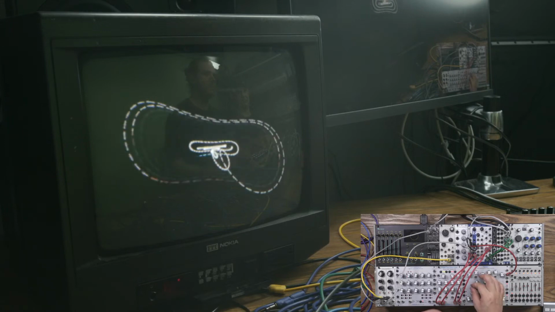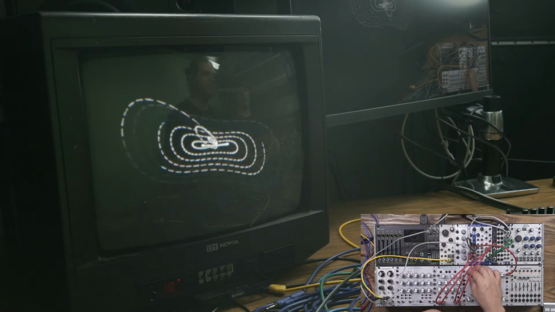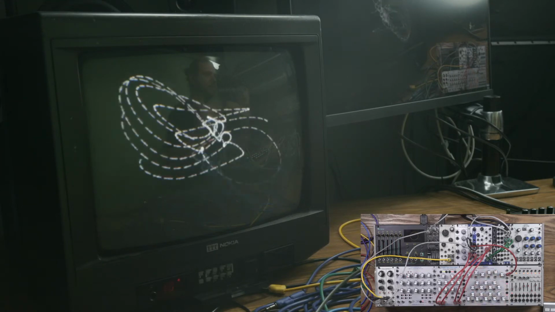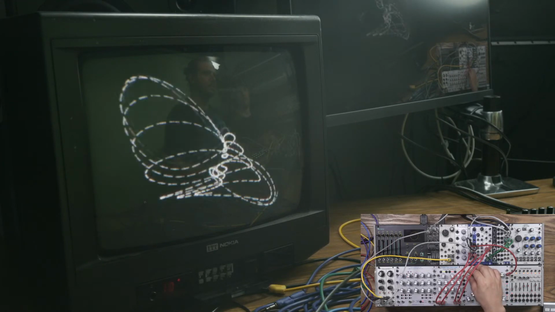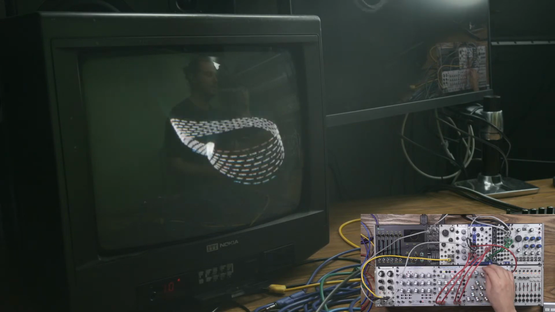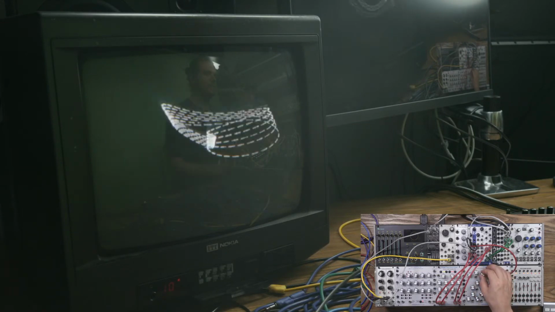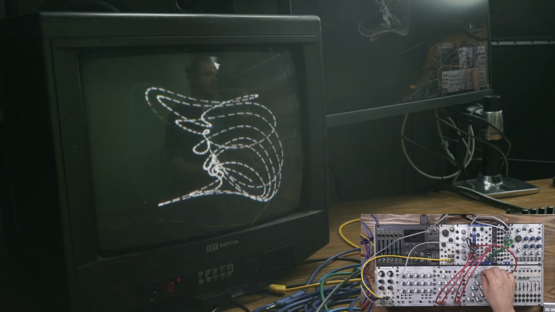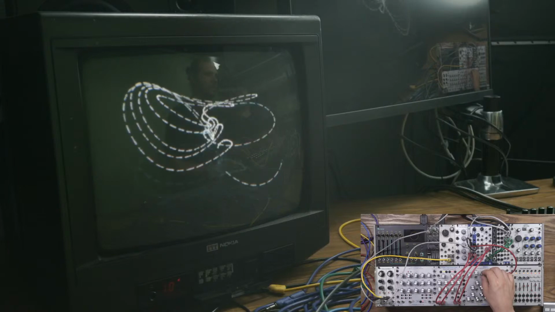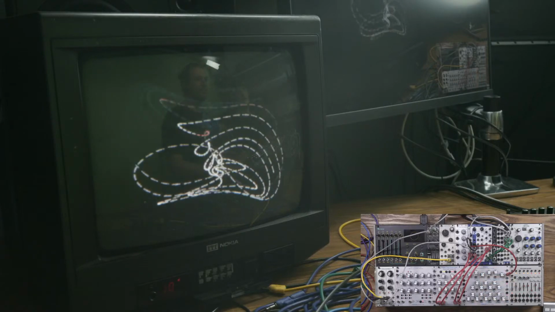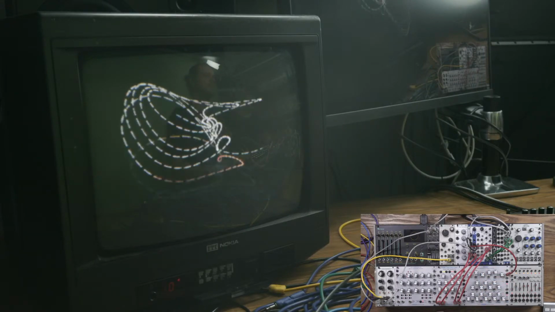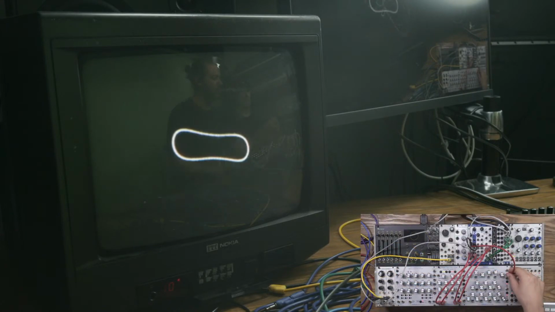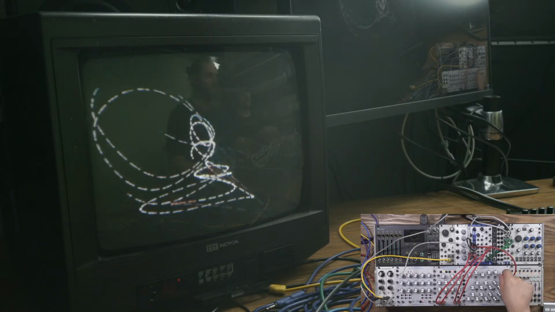Yeah, and if I change the frequency of the oscillator, that makes it zoom in and zoom out. I can stop at points that are resulting in other shapes. Let's check out a square wave and play with the pulse width.